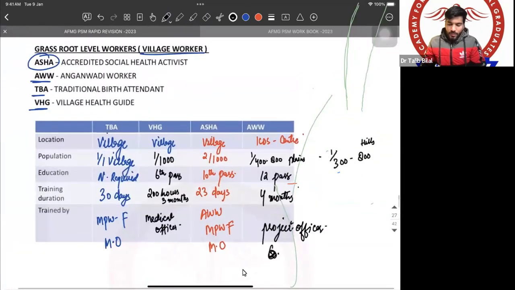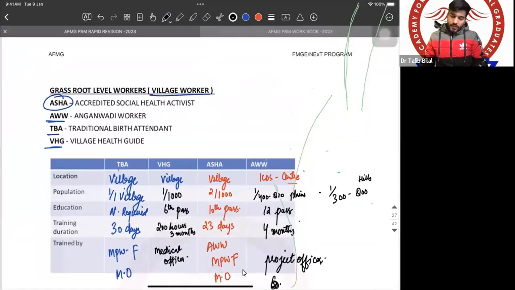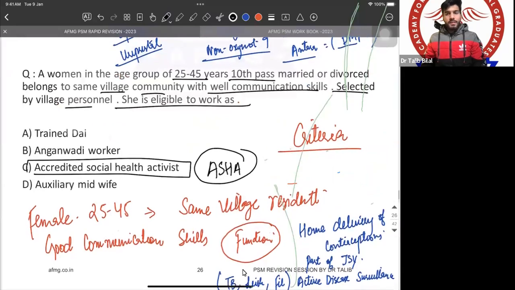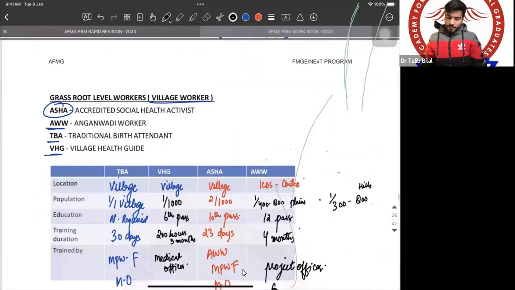Okay, so that was all about the Anganwadi worker. Now Asha, guys, remember: 25 to 45 years, same village, good communication skills, either married or divorced. Asha criteria: 10th pass, 23 days training, 2 per 1,000. That's it. These are all the workers. Is that clear, guys?